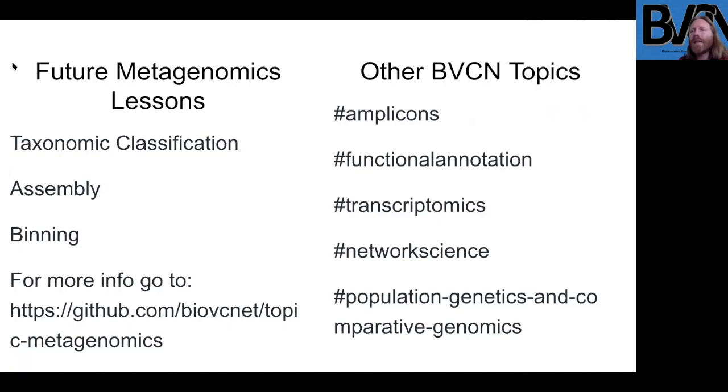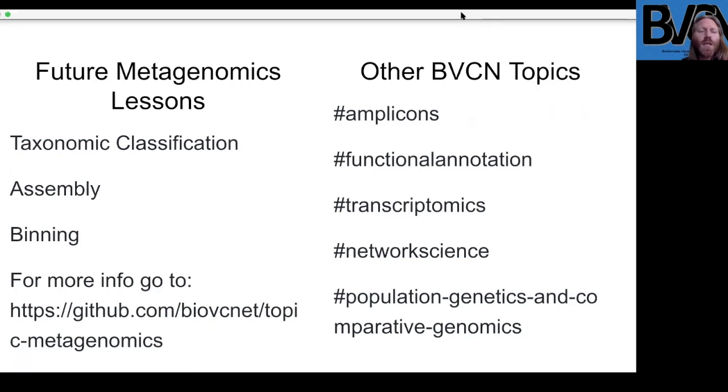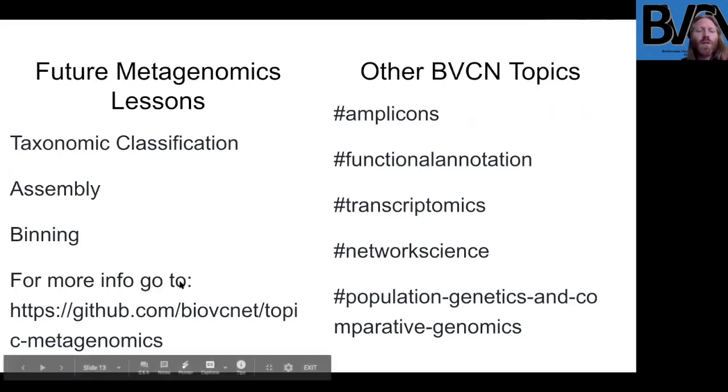Okay, so this is the end of the introductory lesson. I just wanted to let you know what the future lessons in this track are going to be. The next few lessons we'll talk about taxonomic classification using metagenomic reads. Then we'll talk about metagenomic assembly, and then binning of the assembled contigs. So if you want some more information about that, you can go to our GitHub repo here under topic metagenomics.